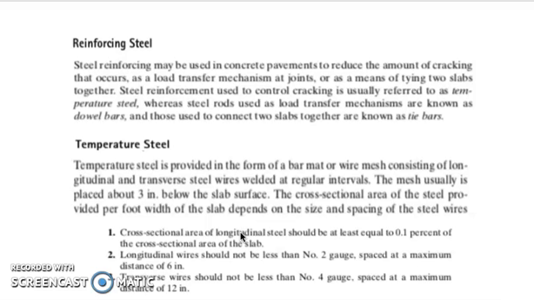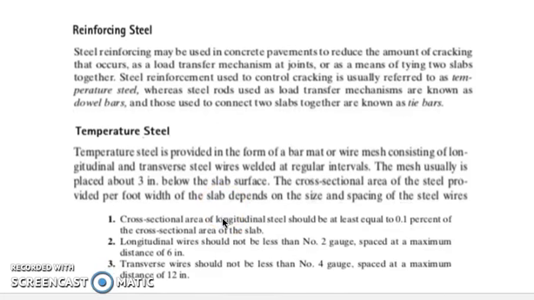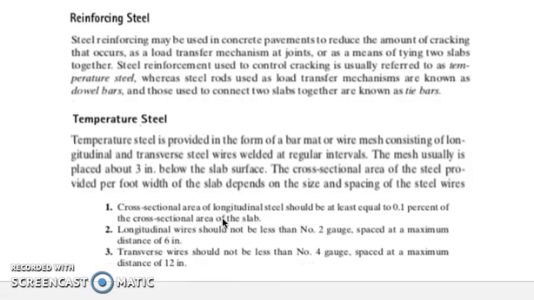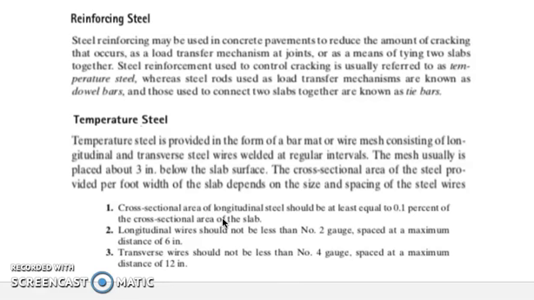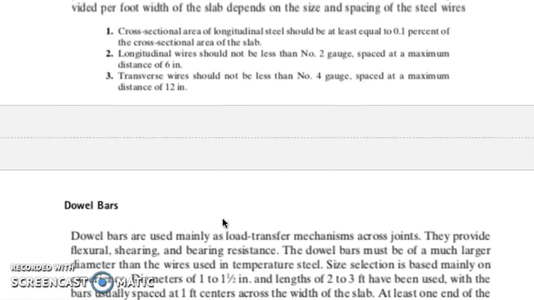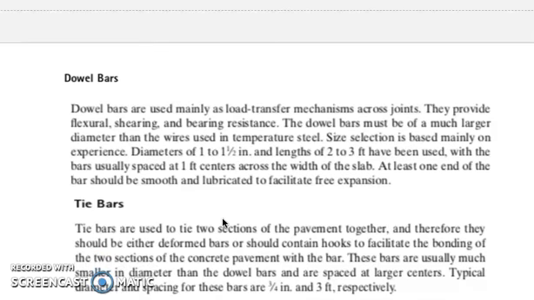So for the reinforcing steel, we have what we call the temperature steel, provided in the form of a bar mat or wire mesh consisting of longitudinal and transverse steel wires welded at regular intervals. We also have reinforcing steel bars. We have the dowel bars, which are used mainly as a load transfer mechanism across the joints. They provide flexural, shearing, and bearing resistance.